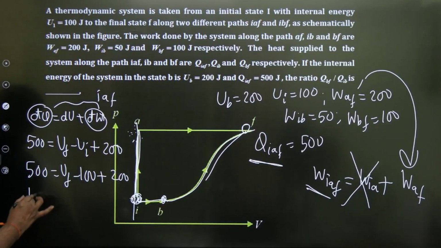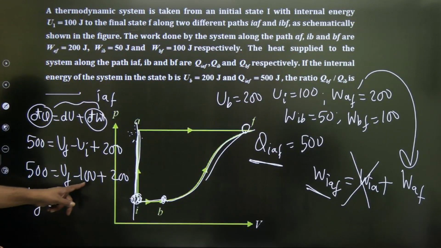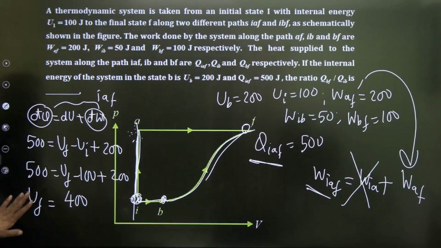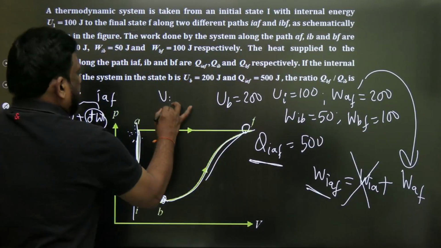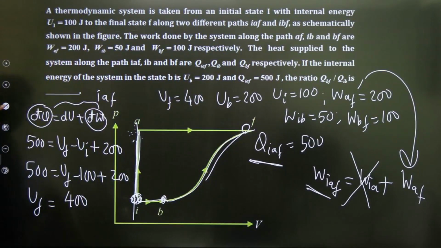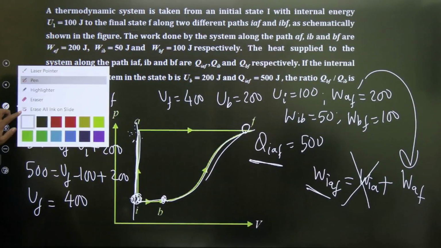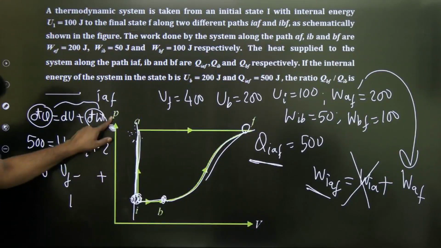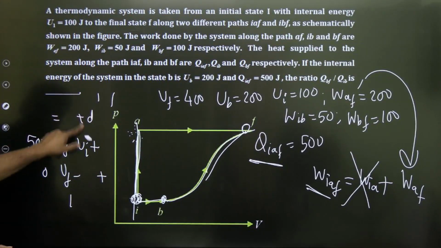So you are getting UF as 700 plus 100? I think it is 400. Let me check. 600. Yes, it is 400. So UF we have calculated, and it is 400. Let me erase this. UF is 400. So there is no problem at all.